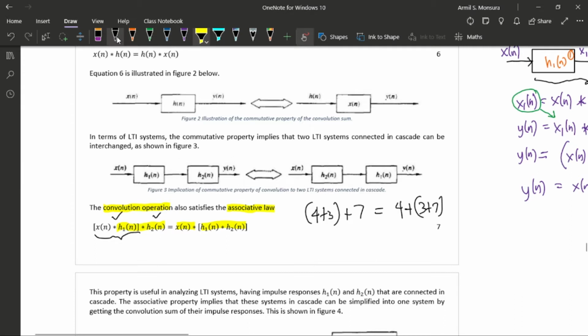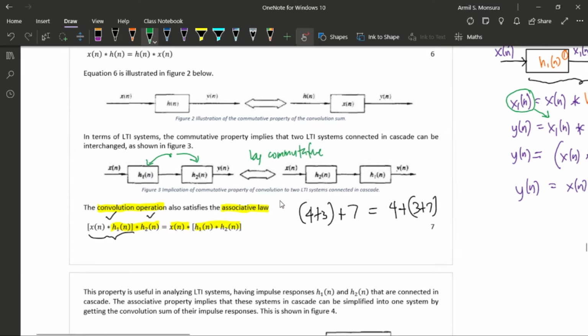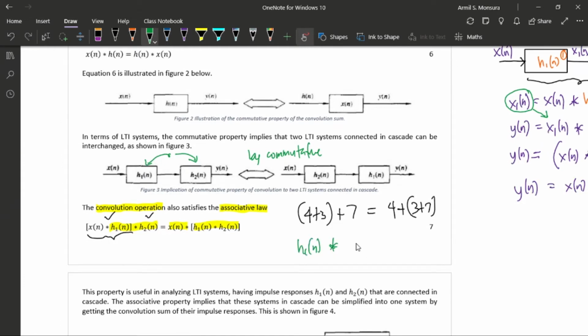So kung meron kang systems that are connected in cascade, ito yung H1 natin, tapos ito yung H2. Ito yung system 1 natin represented by H1, ito yung system 2 represented by H2. So by commutative property of the convolution sum, pwede natin gawin H1 of n convolve with H2 of n, and pwede pagpalitin yung order ng operands. So you have H2 of n convolve with H1 of n. Sa system implementation, ang implication nun is that it is possible for you to actually rearrange those systems without any alterations or any changes dun sa signal na to.